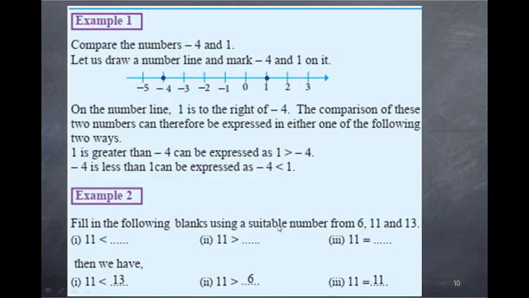Fill in the following blanks using a suitable number from 6, 11 and 13. Here you can see that we need to compare 11 to 6 and 13. So 11 is always less than 13. So we write 11 less than 13. 11 greater than 6. 11 equals 11.